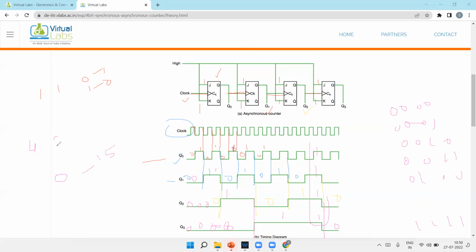4-bit counter means 2 raised to 4, and 2 raised to 4 is 16. So we'll start from 0 to 15. So this is an asynchronous counter. So what is the concept? Remember, this counter is made of JK flip flops.